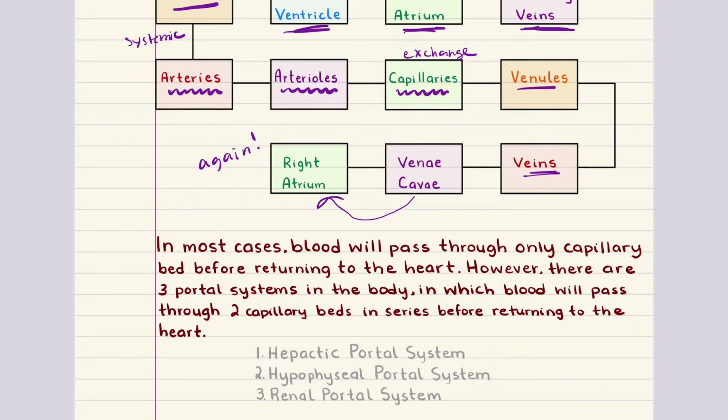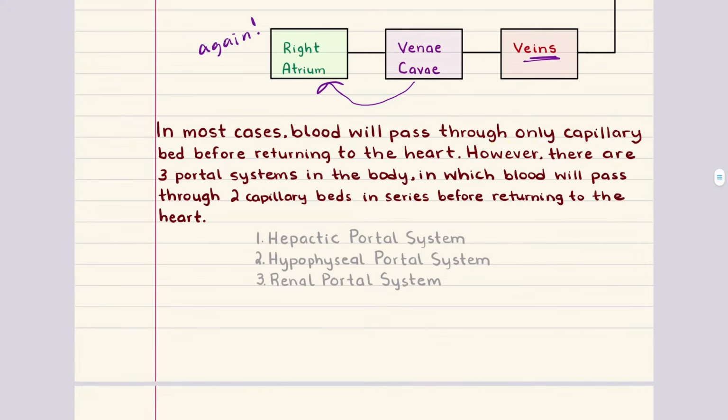Now, in most cases, blood only passes through one capillary bed before returning to the heart. But there are a few important exceptions known as portal systems, where blood flows through two capillary beds in series before completing the loop. There are three portal systems in the body. The first is the hepatic portal system, which routes blood from the digestive tract to the liver before returning it to the heart. Then we have the hypophyseal portal system, which carries hormones from the hypothalamus to the anterior pituitary.